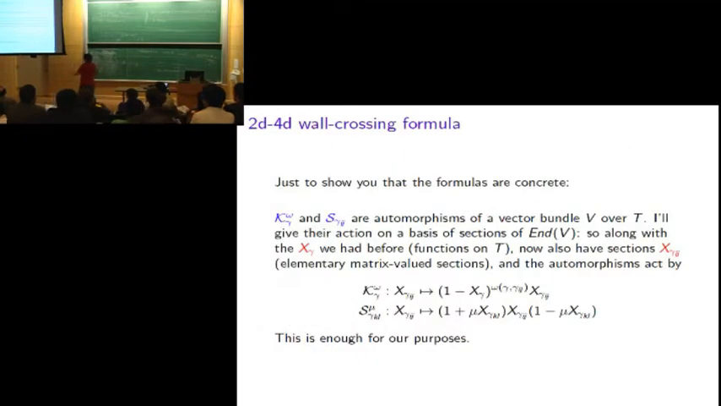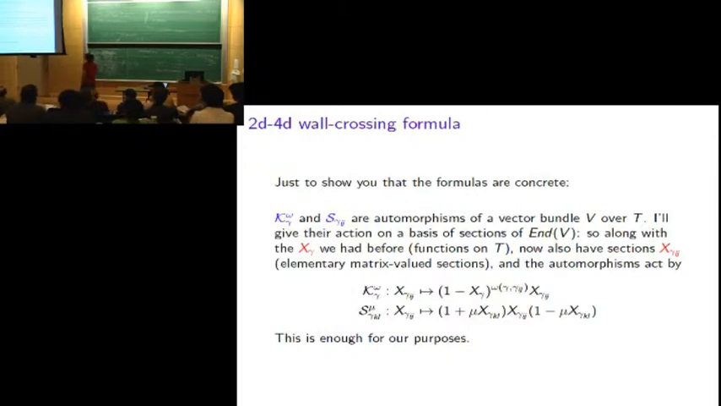So I want to show you that the formulas are as concrete as the formulas before. So this K and S, as I said, are automorphisms of some combined structure, which is a vector bundle over a torus. You can write down their action concretely on a basis of sections of the endomorphisms of the torus. So you have the x gamma that we had before.